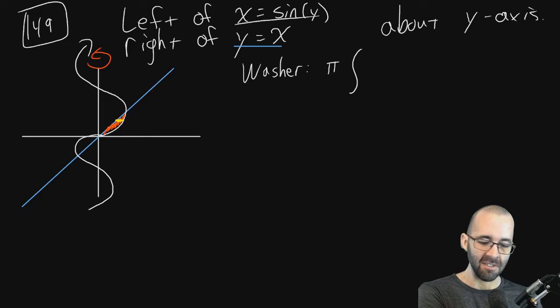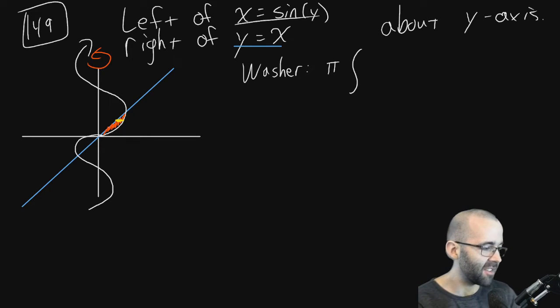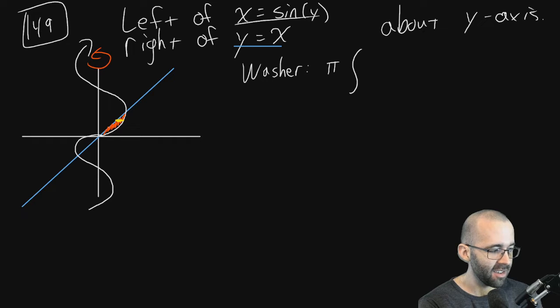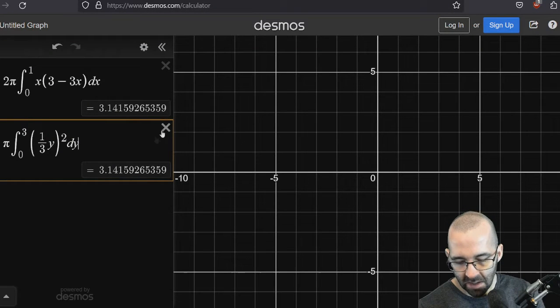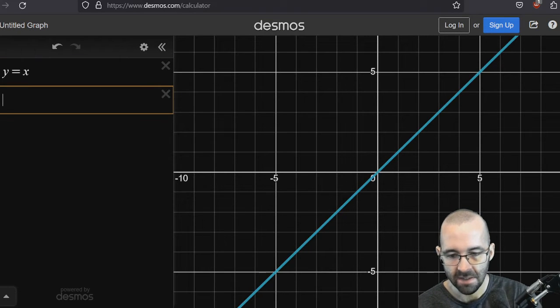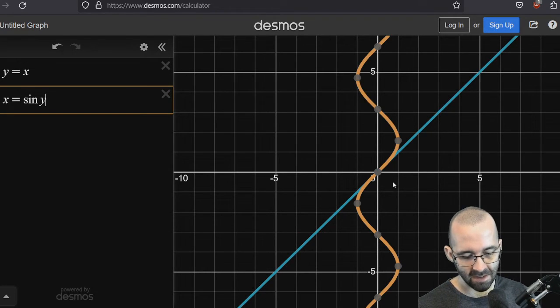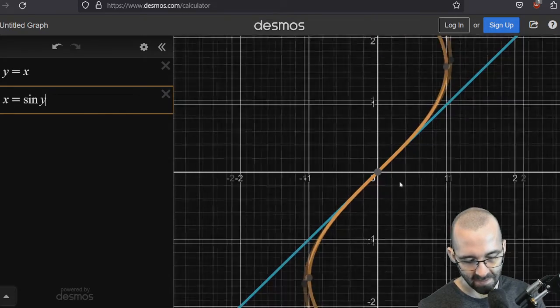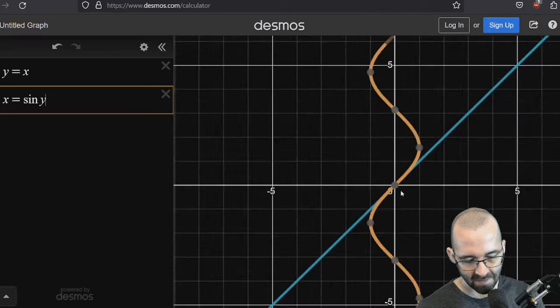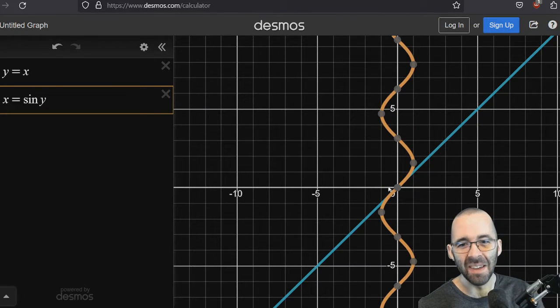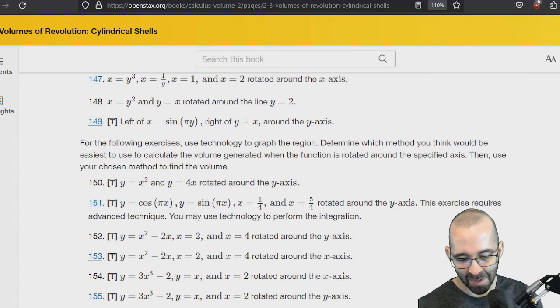When is x equal to the sine of itself? When is the sine of something equal to itself? Well, 0, 0 is the easy one. The other one is not so easy. We'll use technology for this. y equals x and x equals sine of y. The picture does not look like I thought it did. What? This is why we do these ones. I thought this one would be weird.